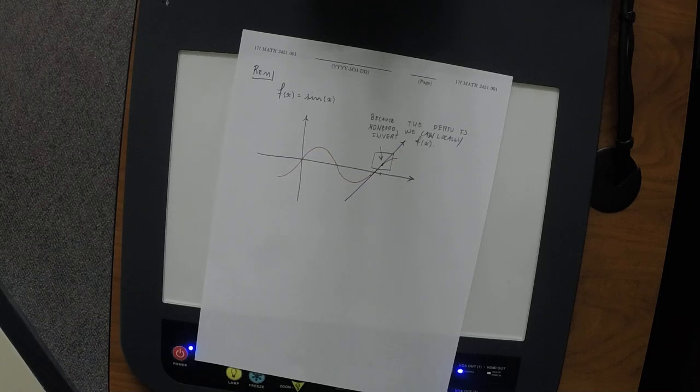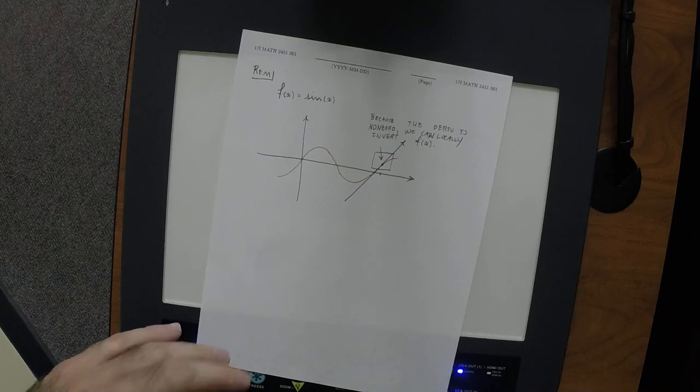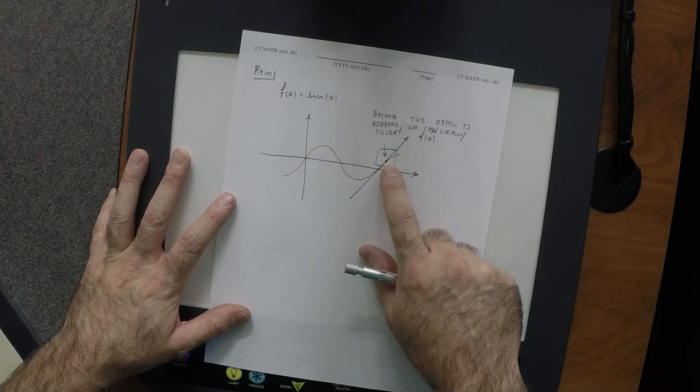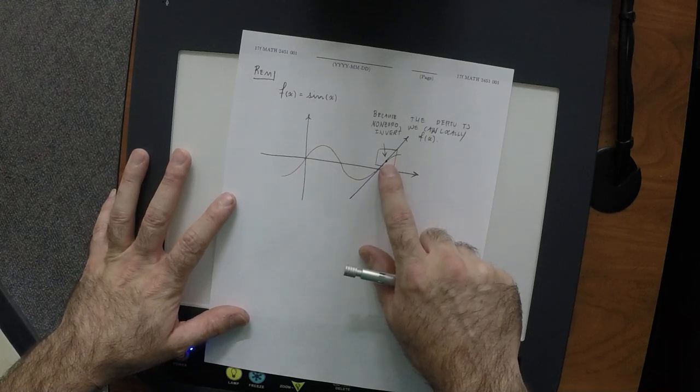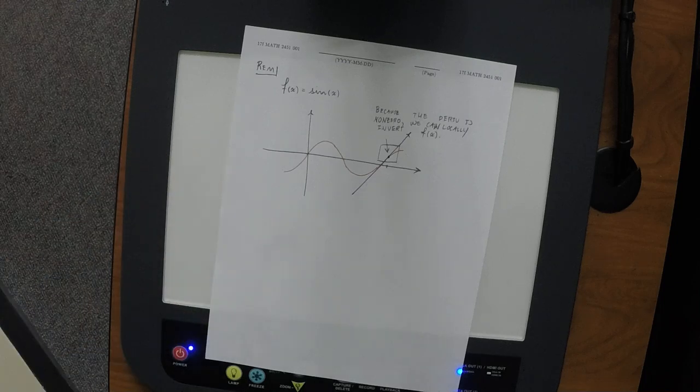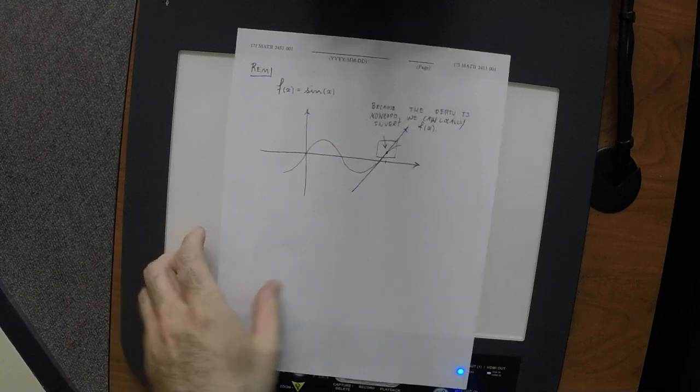Okay, so this is the idea, that even though we can't globally invert sine, because we found a place where the tangent exists, where the derivative exists and is non-zero, we should be able to locally invert it right there. So does everybody understand the idea? So now let's try and state it more formally.